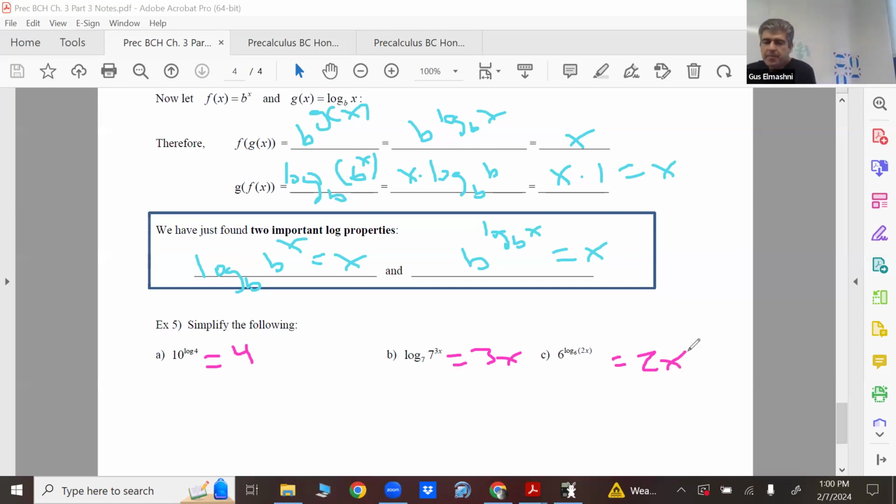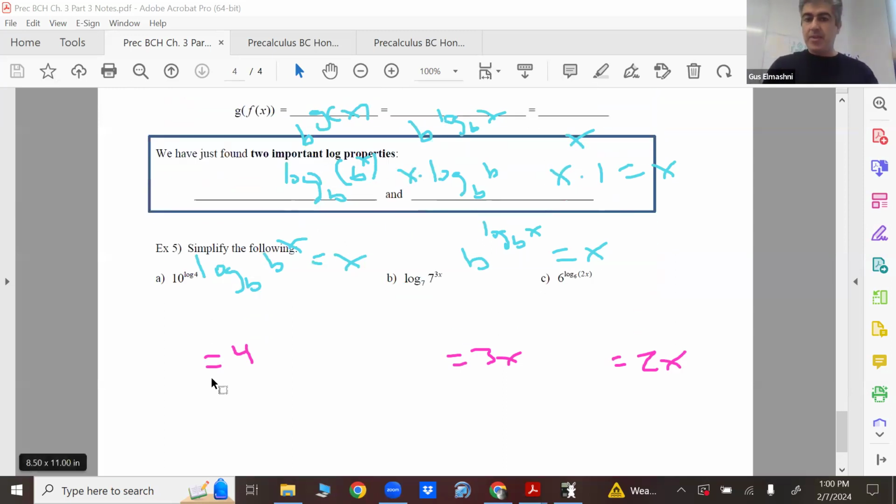Pretty easy stuff, right? Now, of course, if the base of the log is a different base than the exponential, let's say it's ln, I don't know what you would do. You just kind of leave it as is, right? So just be mindful about that. And that's it. We're done. That was easy. All right.